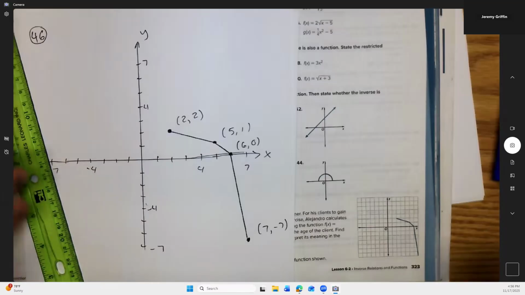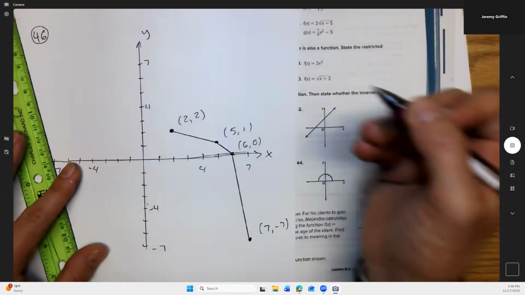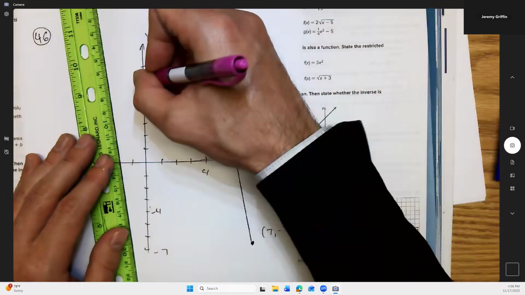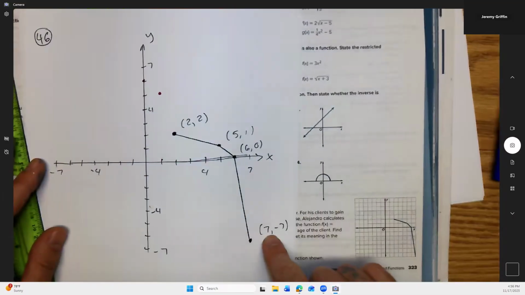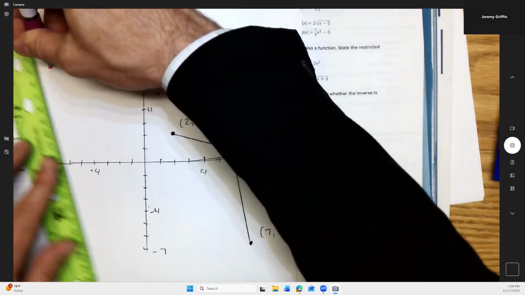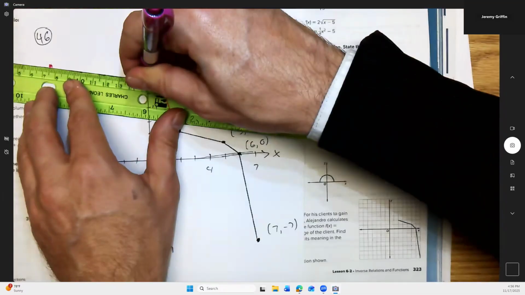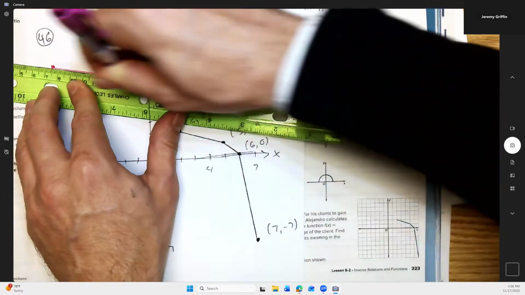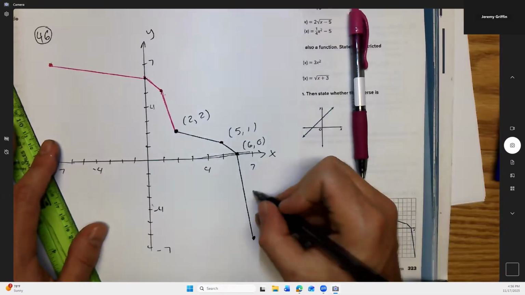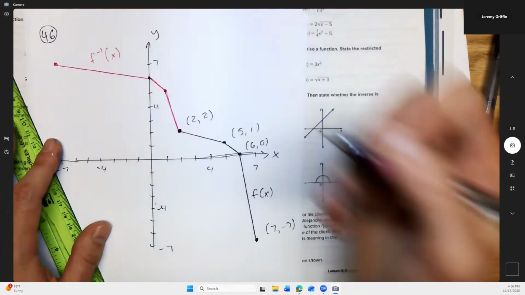Now I'm just going to reverse what's x and what's y. So 2, 2 reversed is also 2, 2. So that fits there. 5, 1 becomes 1, 5. 6, 0 becomes 0, 6. And 7, negative 7 becomes negative 7, positive 7. That's right up here. So the inverse function, I think, would look like this. If this black line is f of x, then this pink line is f inverse of x. Yeah, that's it.